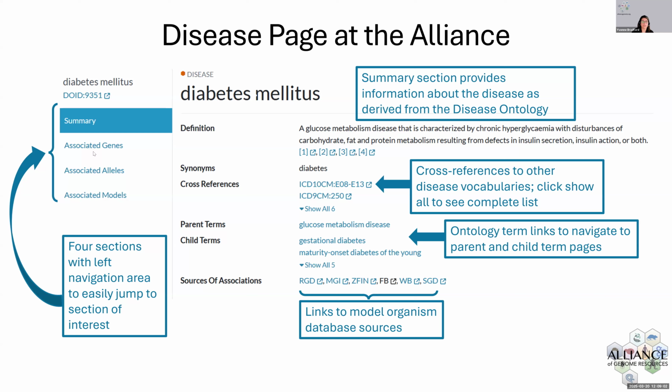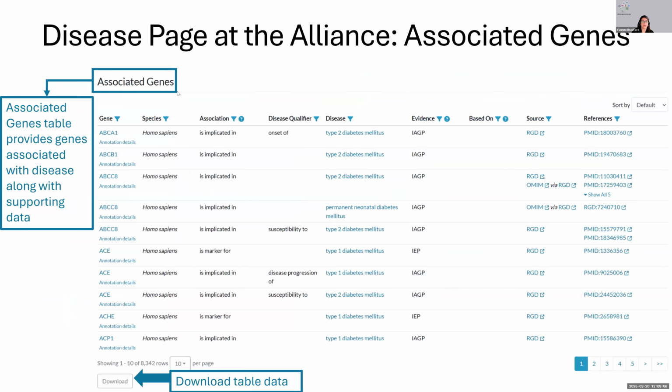And we're going to go next to the associated genes section. The associated genes table provides genes that are associated with the disease along with supporting data for that association. I'm going to go into each of these columns in a little bit more detail. Know that all of the tables have a download button at the bottom and you can download the data for that particular table if you would like.